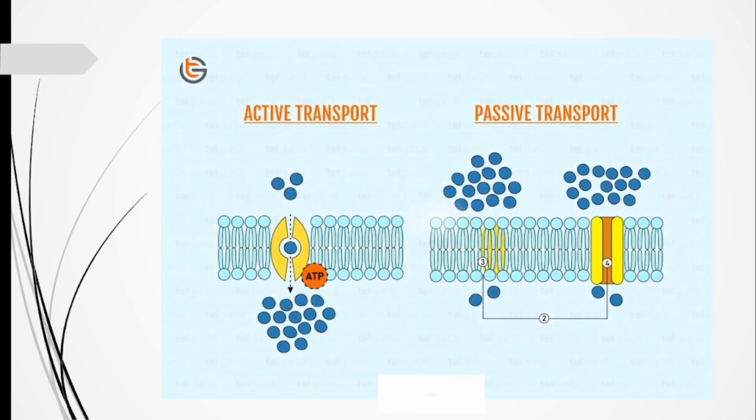In this picture you can see the two processes of absorption, passive transport and active transport. In passive transport, you can see that drugs move from the area of high concentration to the area of low concentration. There is no requirement of energy. And in active transport, you can see that drugs move from the area of low concentration to the area of high concentration, and this process requires energy.